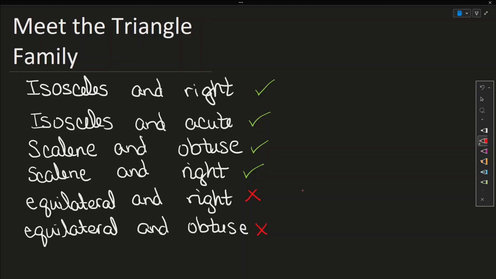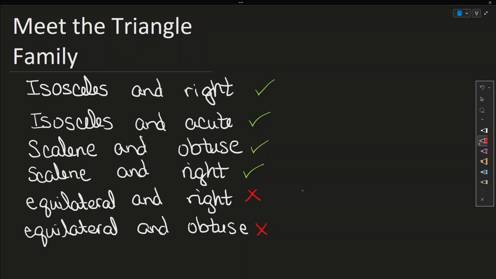I looked at six different options here, but we are missing three: equilateral and acute, scalene and acute, isosceles and obtuse. I encourage you to try to see if those are possible or not. As future teachers, this is an important moment to help students understand that classifying shapes is not just about memorizing vocabulary. It's about reasoning with properties.